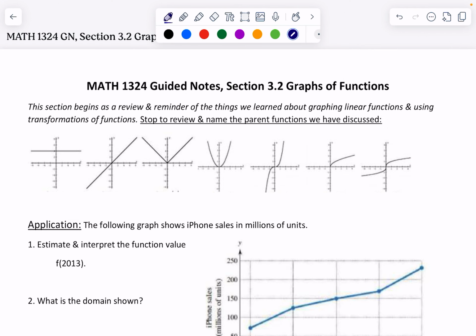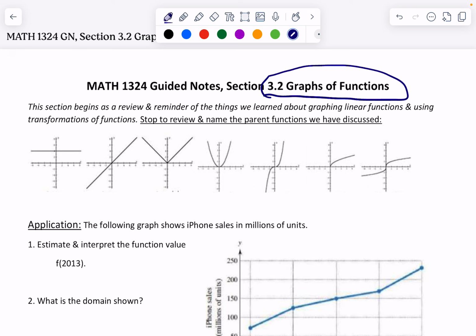Hello, this is lesson 3.2, and we're going to be talking about graphs of functions. So our objectives today are analyze graphs of functions, graph linear functions using the slope and y-intercept, and review graphing by transformations, and then the last thing we're going to do is graph piecewise functions.